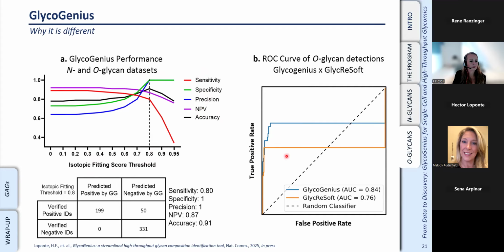We also compared it to GlycoResolve, and also over here we see that with this data set, GlycoGenius scores better than GlycoResolve in regard to the true positive rate versus the false positive rate.